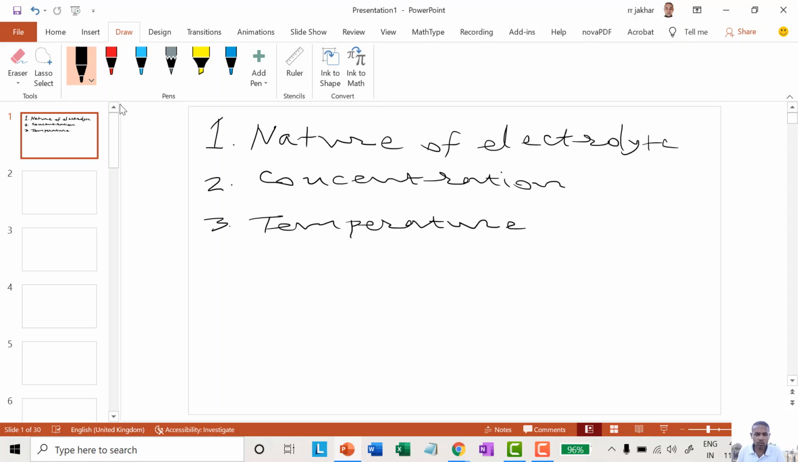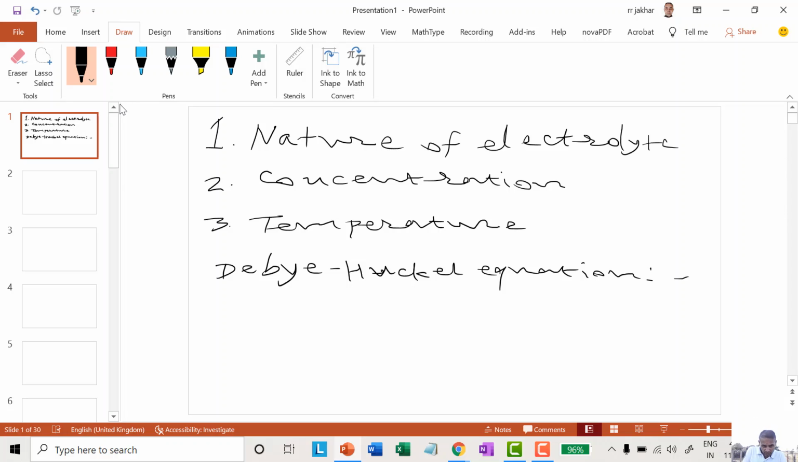In this section now we have to take the next point, that is the effect of concentration or dilution on the conductivity of electrolyte. Here we have an equation known as Debye-Huckel equation. So the next topic is Debye-Huckel equation. Today we will discuss this equation. First of all, this equation is about the effect of concentration on conductivity.